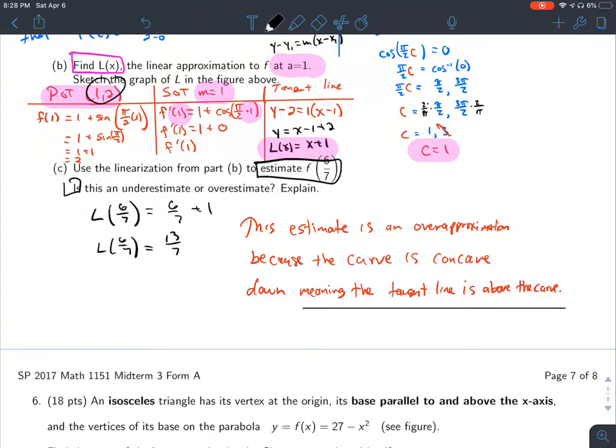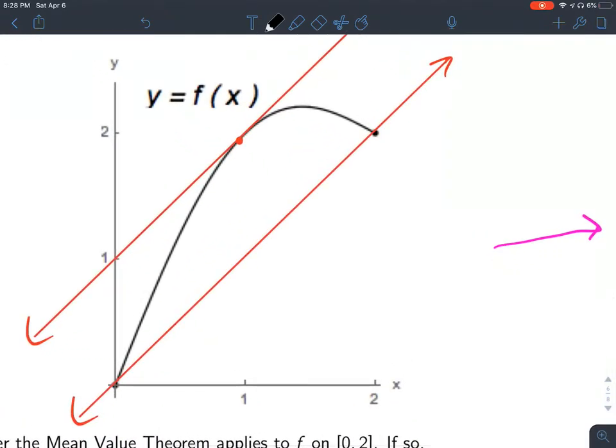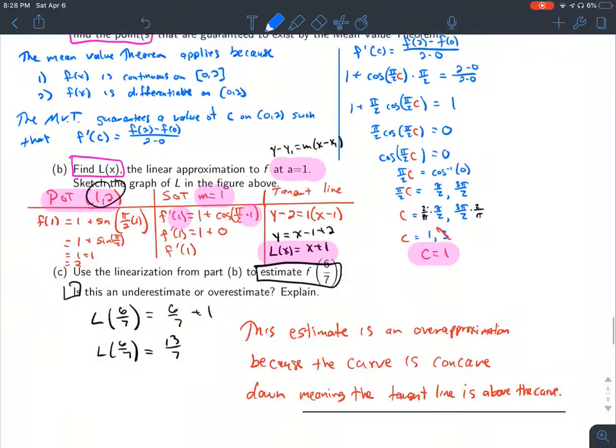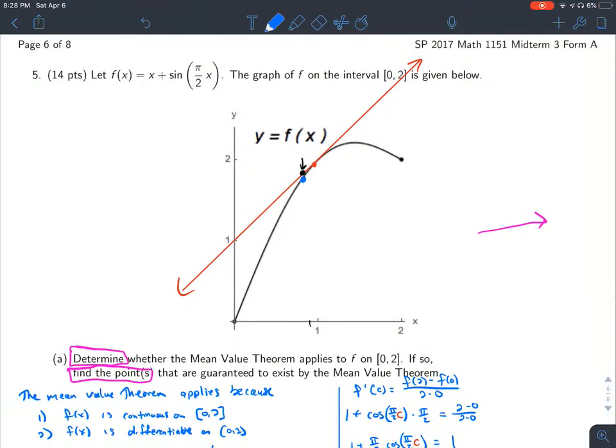So let's look at this and let's explain why this is an over approximation. We used this red line to approximate 6/7. 6/7 is about here someplace. So the answer we got is the y value of that point, but the actual y value of that point is down here on the curve. So it's an over approximation. It's a number that's bigger than the actual answer. Cool? Cool. That concludes number 5.